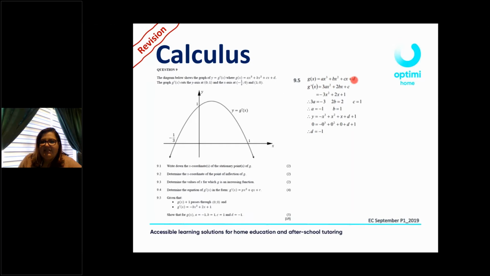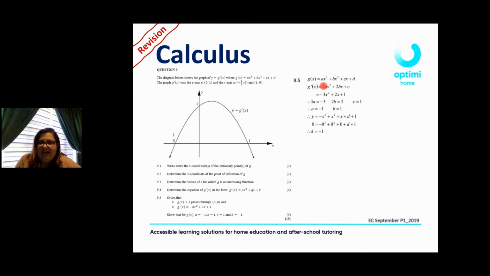And then I'm going to take this equation and derive it. Okay? So I'm going to say 3 times the a becomes 3ax², and then subtract 1 there. Two, so it becomes 2bx. And then plus c, the d falls away for now. Okay, so I've just taken this one with all of these variables and just derived it. But I also know that this is equal to my first derivative equation that I've worked out in 9.4 and was given.